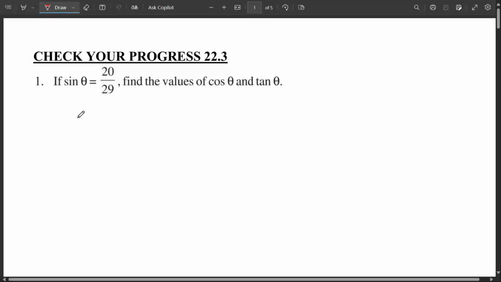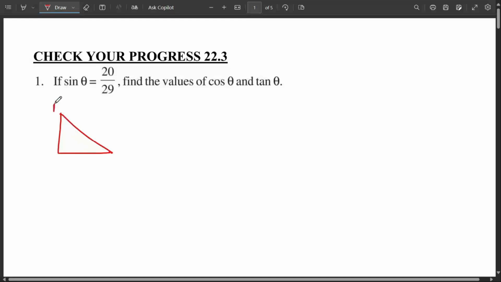So in this particular video, I will be solving Check Your Progress 22.3. The first question is, if sin theta is equal to 20 by 29, find the values of cos theta and tan theta. To solve this question, first we will draw a right angle triangle.